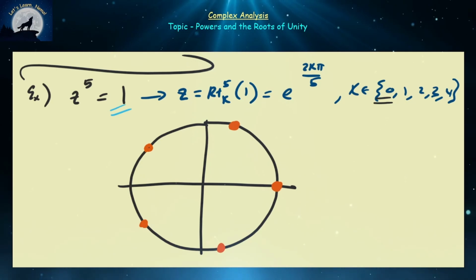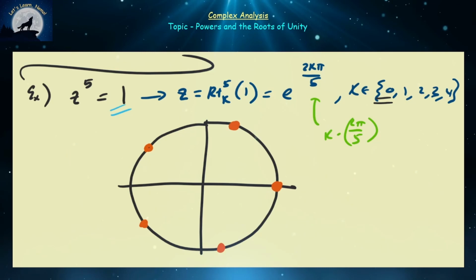So what is this? Keep in mind what we're actually going to be doing is rotating by 2 pi over 5, right? Because this is going to be k times 2 pi over 5. So every time we exponentiate by 1, by 2, by 3, by 4, we're rotating by 2 pi over 5.